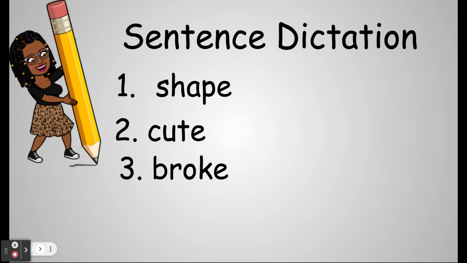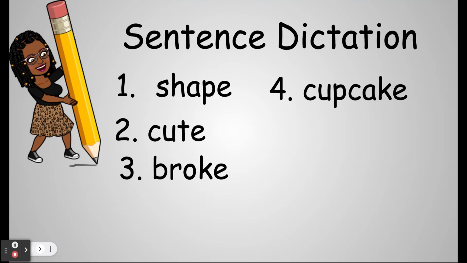Number four, cupcake. Cupcake. Repeat. I love to eat that vanilla cupcake. Cupcake. Number four, cupcake. It's a two-syllable word. Excellent. Cupcake. C-U-P-C-A-K-E. Cupcake.